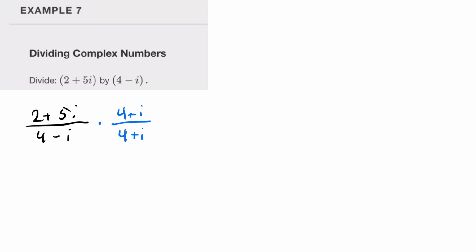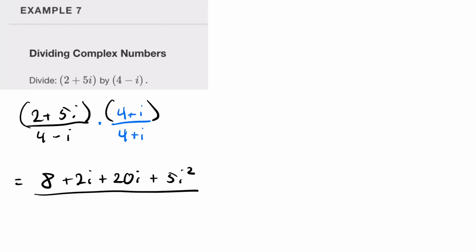And then let's just do this multiplication and see what happens. All right. So on top, it looks like we need to FOIL. So first times first gives us 8. Outer times outer gives us plus 2i. Inner times inner gives us what? Plus 20i. And last times last gives us plus 5i squared. On bottom, if we do the same thing, first times first is 16. Outer times outer is plus 4i minus 4i minus i squared.